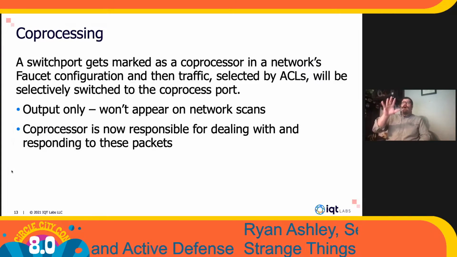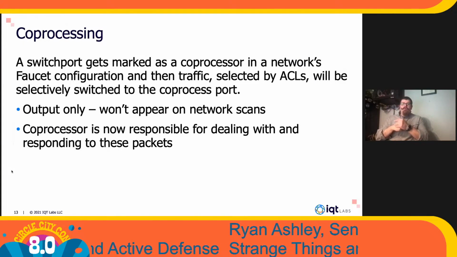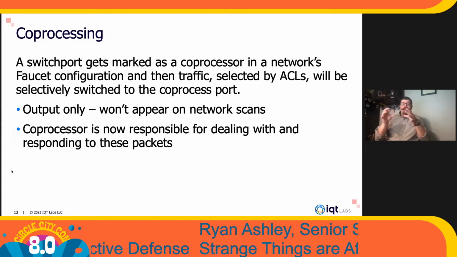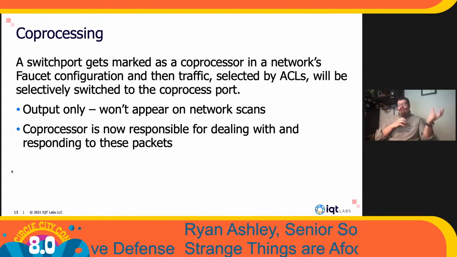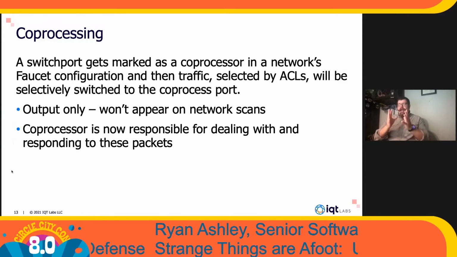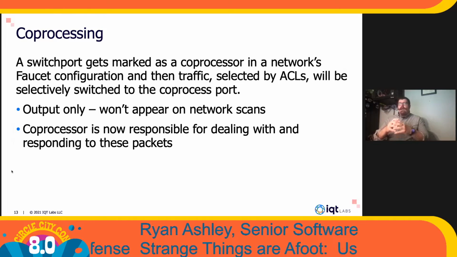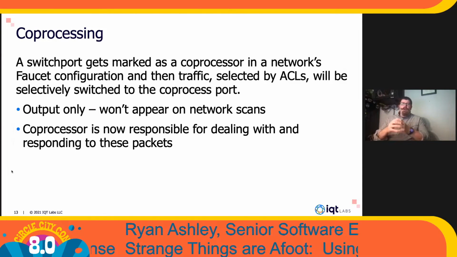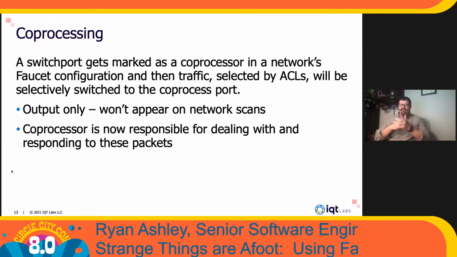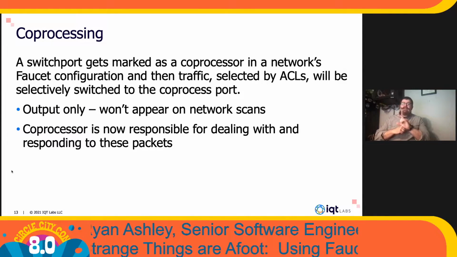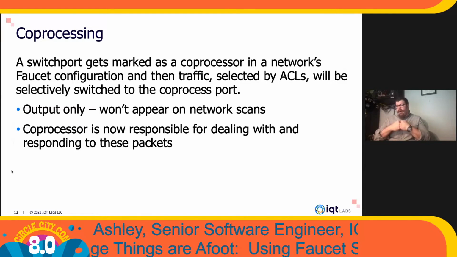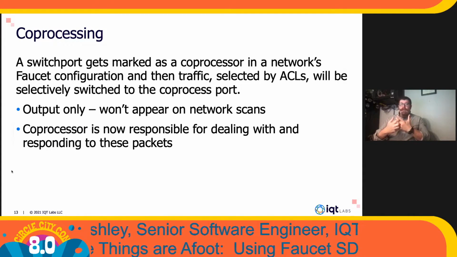Okay, so some more crucial details about this for the purposes of what we're talking about today. The way you actually do this is in that Faucet config file I showed you earlier. You're going to designate a switch port as a coprocessor port. It's going to get marked output only, so it's not going to show up on different types of scans and things. But the coprocessor is now totally responsible for dealing with those packets, right? So you can do whatever you'd like with them.